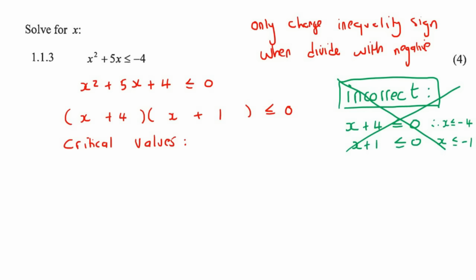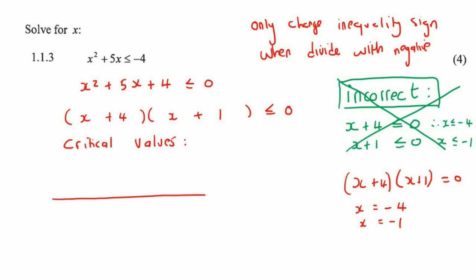Maybe they don't call it that, but these are the numbers that you put on your number line. So if this was equal to 0, then you'd get that x is minus 4 and x is minus 1. So these are the two numbers that you're going to put on your number line now. So let's go put those two numbers down. Minus 4, minus 1.